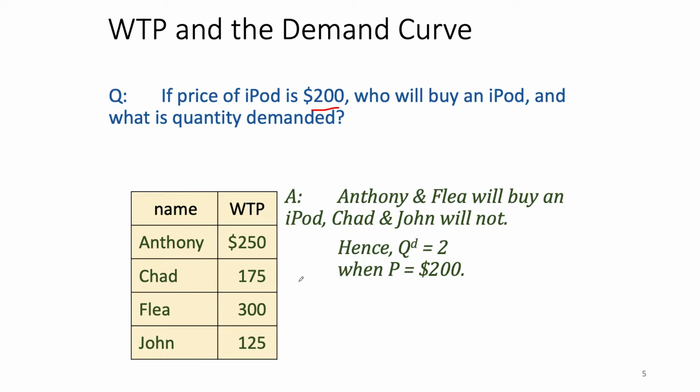That, in essence, first of all, captures the idea of the difference between willingness to pay and the asking price, between how you value a particular product and what it costs for you to get that product. So in this market, with this price of $200, only Anthony and Flea will want to buy an iPod. They are the only two people who will be willing to buy an iPod. So the quantity demanded here is 2 units when the price is $200.